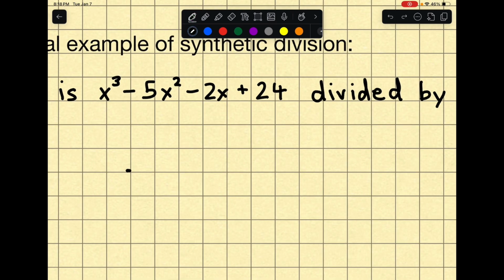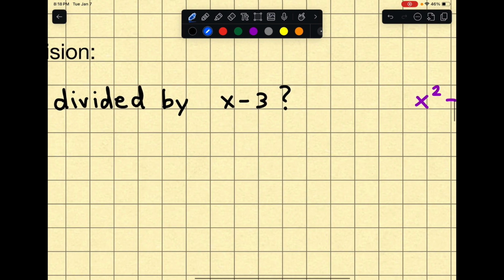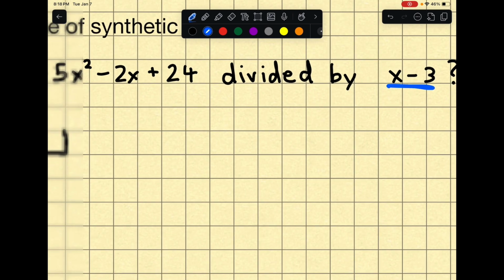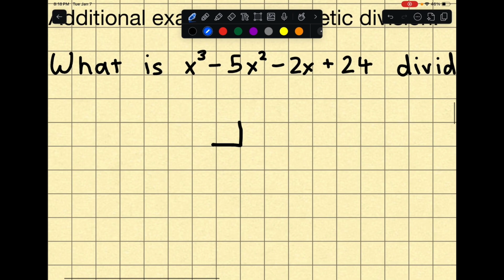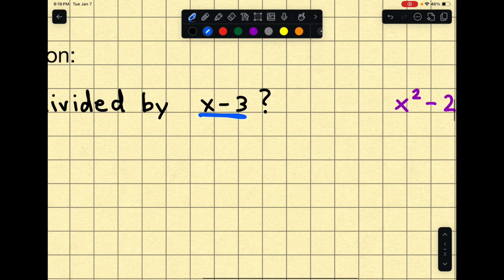So synthetic division, you're going to draw the box. Then we're going to put in c, whatever c is from our divisor. Our divisor is x minus 3, so we think of that in terms of x minus c, which means c is equal to 3. So we're going to put a 3 there. We can also think of 3 as the root, the actual value of x that is going to make this 0.